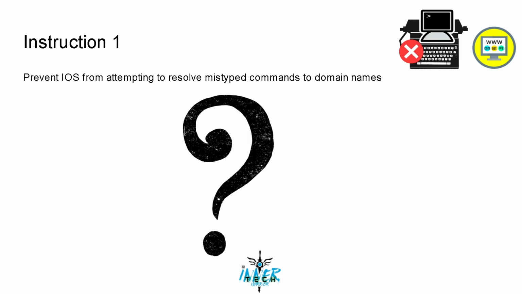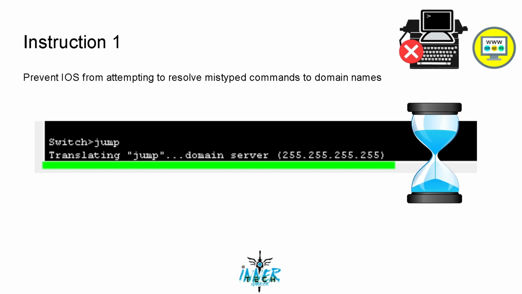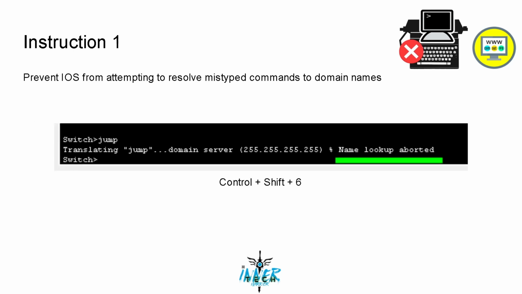So first off, what does our manager mean by that? If you type in a command into the router or switch and it's incorrect or invalid, the network device will think it's a host name and try to find its corresponding IP address. That wastes time, and the only way to abort the name lookup is by pressing Ctrl-Shift-6. So we're just going to shut that feature off.